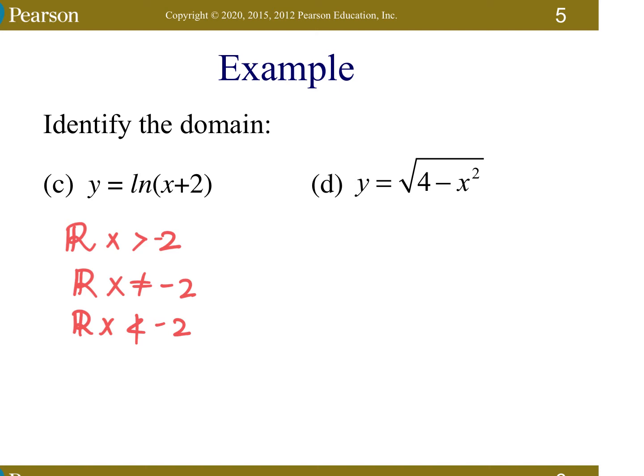So is 2 okay? Yes. Exactly. Okay, what would 2 cause the interior to become? 0. And that's okay for an even root. Is negative 2 okay? Yes. Okay, if I square negative 2, negative 2 squared is positive 4. 4 minus 4 is 0, that's still okay. The interior can be 0. The interior just cannot be negative.